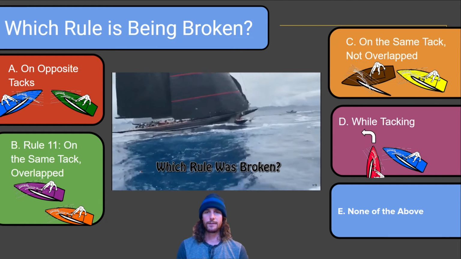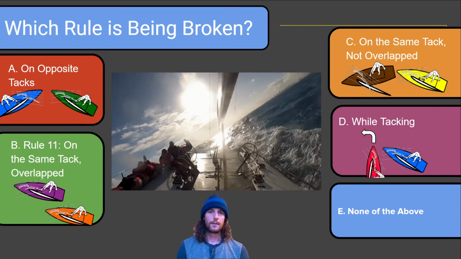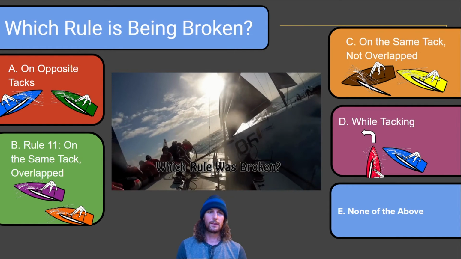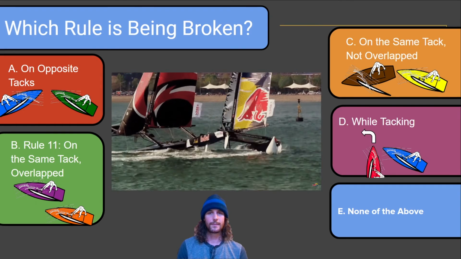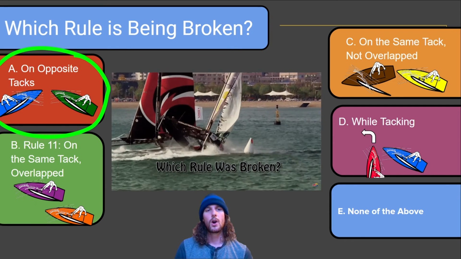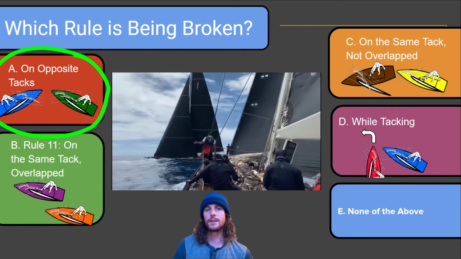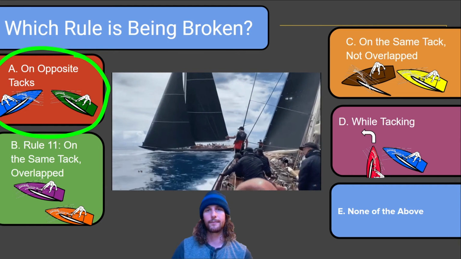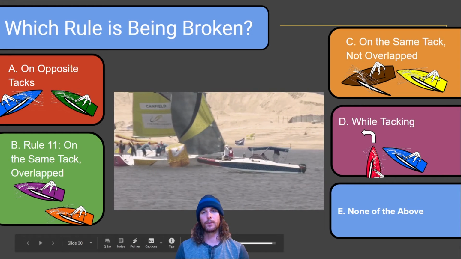Here we can see a collision. And in all three of those situations, the rule that was being broken is on opposite tacks, because in each of those situations, one of the boats involved was on port, and one of the boats involved was on starboard tack. Here we have a third situation, and the question is, which of the rules is being broken?